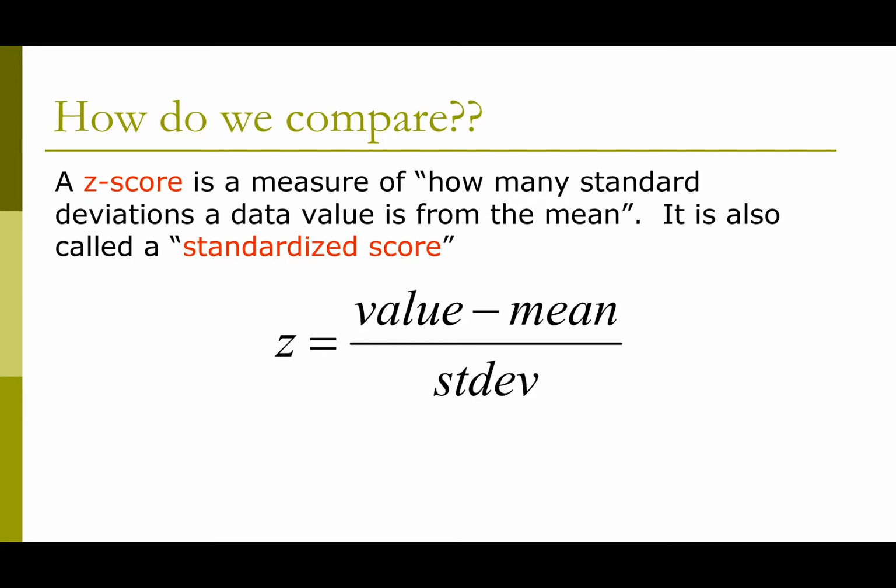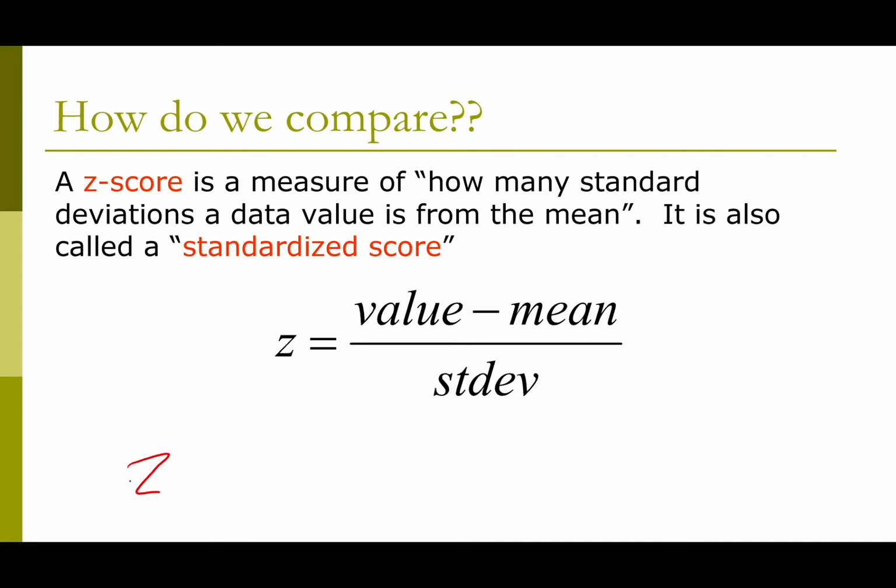All right, so one of the things that's going to be really important is for us to be able to compare different distributions in some sort of standardized way. And what we're going to use to do that is something called a z-score, which gives us how many standard deviations a data value is from the mean. Another name for it is the standardized score. And the formula for it is your z-score equals your value minus your mean over your standard deviation.